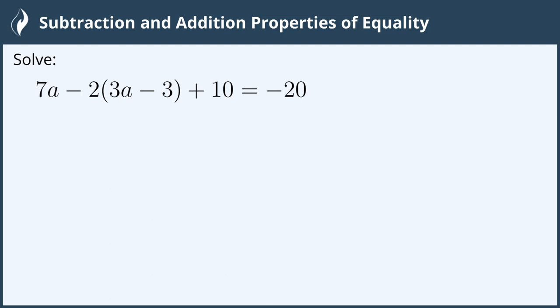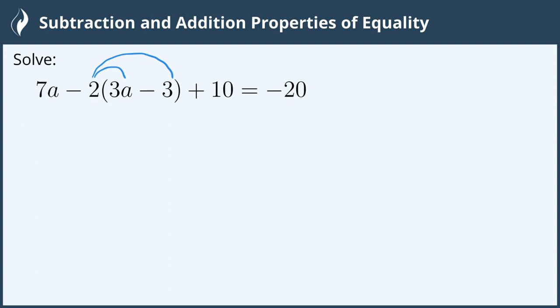Hi everyone! In this video we will use subtraction and addition properties of equality to solve equations. Here we have an equation, 7a minus 2 times the quantity 3a minus 3, close parenthesis, plus 10 equals negative 20. The first thing we need to do is go ahead and distribute this negative 2 because I have a variable that's stuck inside and so I can't isolate my variable, and that's my goal.